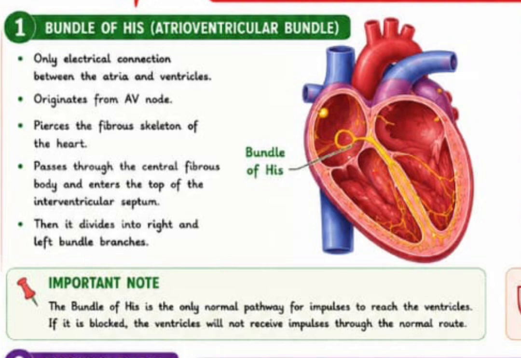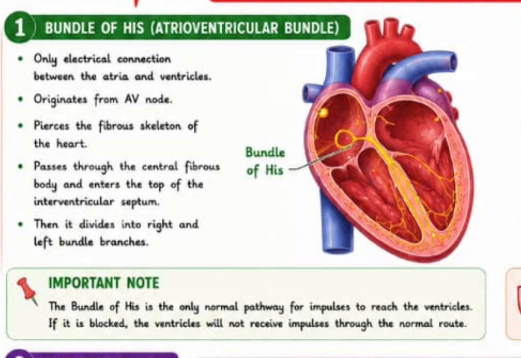So when there is a right bundle branch block, the right ventricle will not contract. When blood enters the right ventricle, it will stay there. It will not pump out to the lungs, so there might be regurgitation into the right atrium. If there is a left bundle branch block, the left ventricle will not contract, and there will be regurgitation into the left atrium.